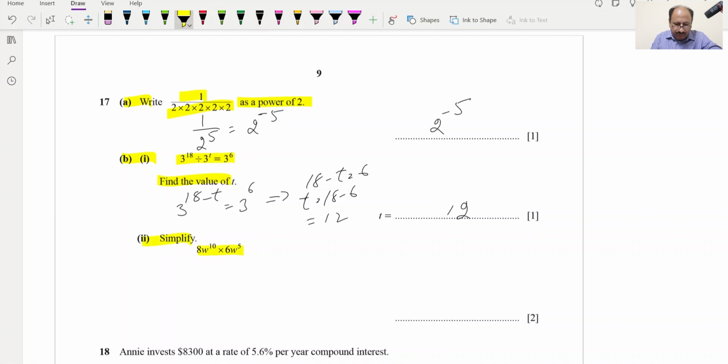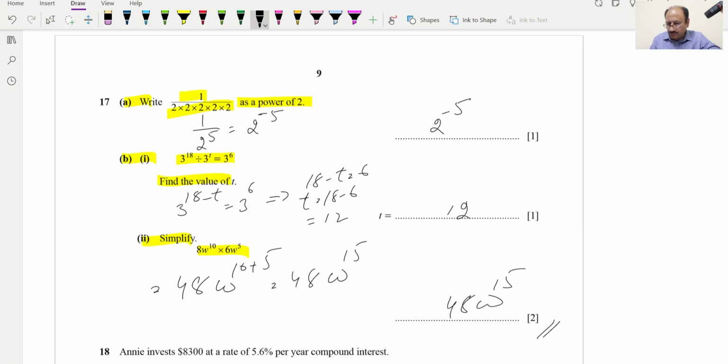Second part, simplify this. So 8 into 6 will be 48, and w raised to 10 plus 5. So this will be equal to 48 w raised to the power 15. We can write here 48 w raised to the power 15. This is a 2-mark question.